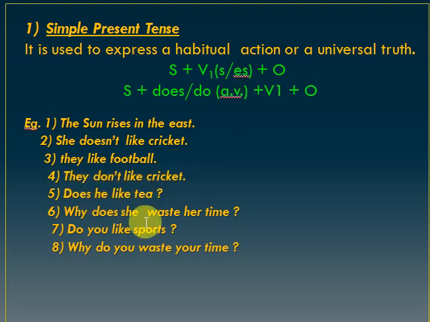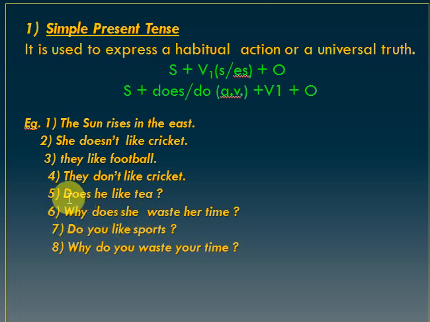Next, does he like tea? Interrogative sentence. See, he is singular, therefore what do I use? Does. Remember it: for singular number does, for plural do. For negative and interrogative sentences, only for affirmative singular number is there s or es in the verb. No auxiliary verb there. And: why does she waste her time? Why does she? It is the interrogative WH type.